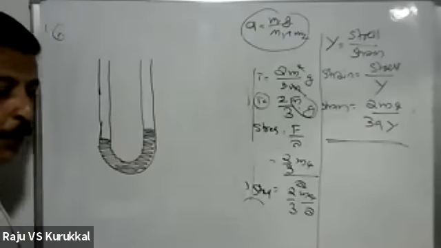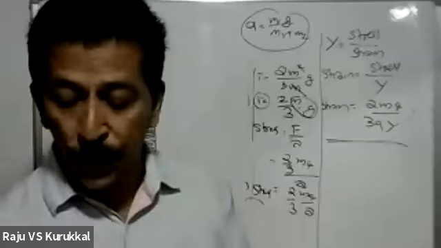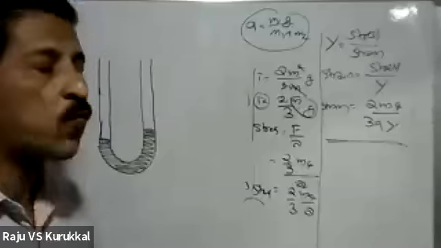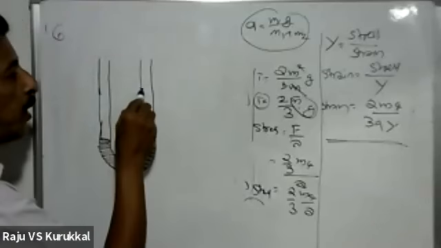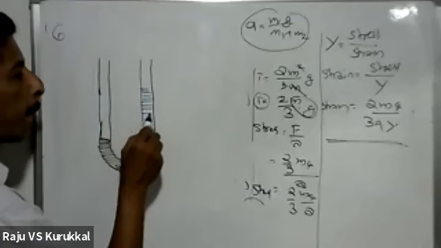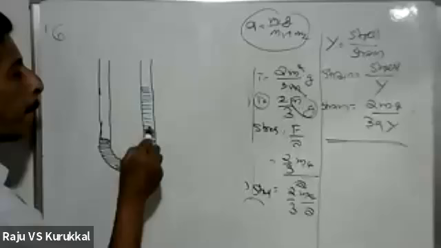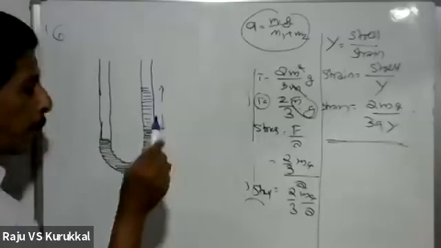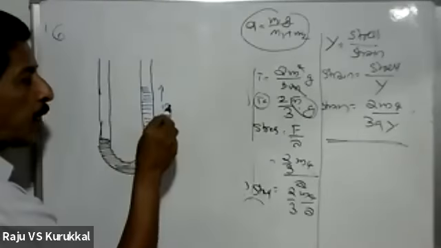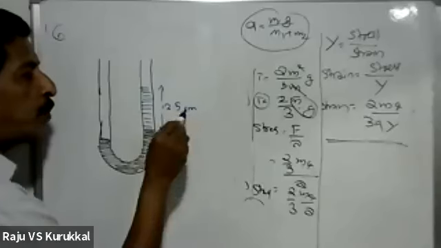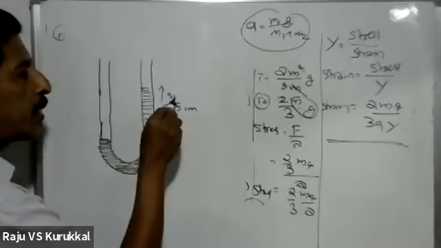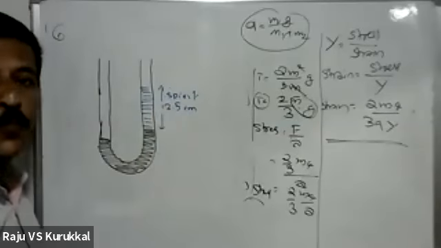And here it is spirit. In one arm spirit is filled, and in the other arm there is water. And this height is 12.5 centimeter of spirit. This is methylated spirit.